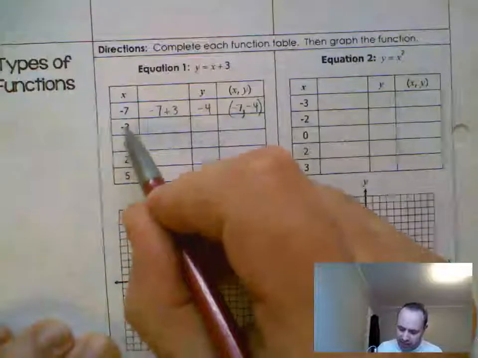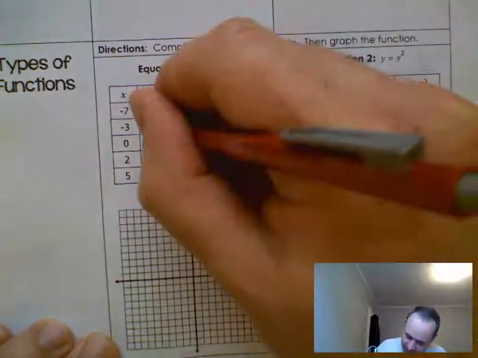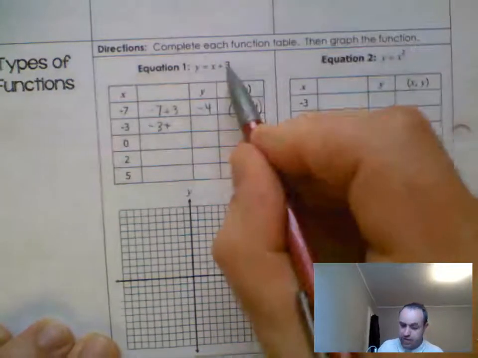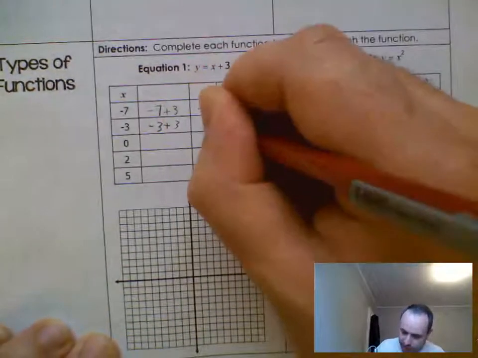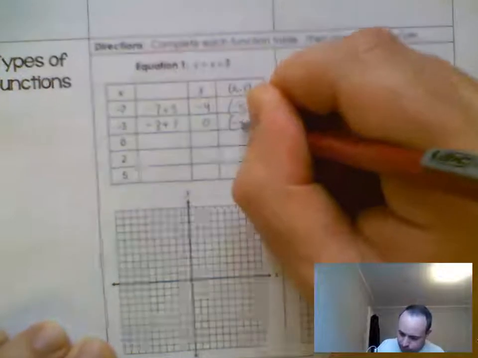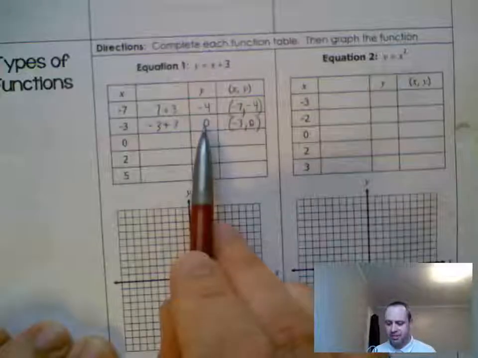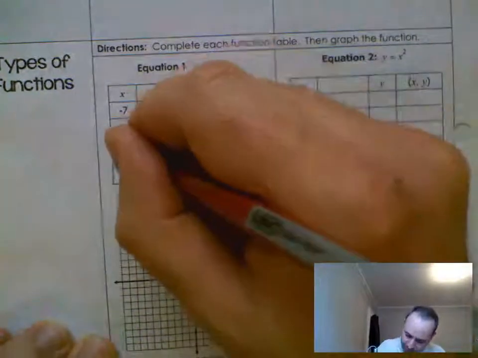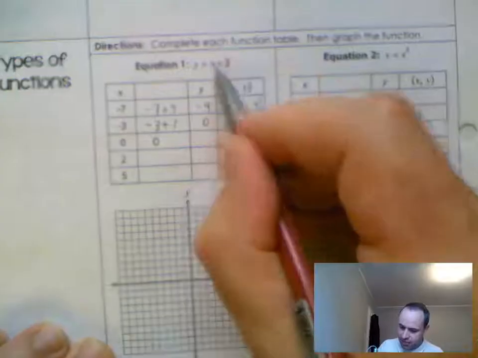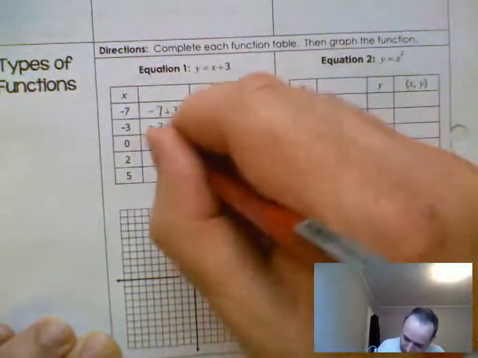Okay, we'll do the same thing here. We'll take our -3, we'll put it in there. So it's like -3 plus that 3, which is obviously 0. We'll write our points, the -3 for x and the 0 for y. We'll do the same thing here with a 0, so we'll take a 0 plus 3.